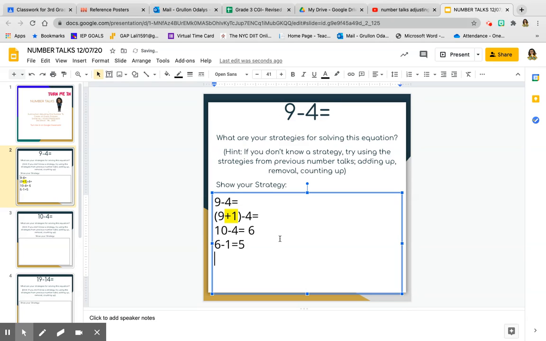And rewrite my original number sentence of 9 minus 4. And I know that my difference is 5. And I adjusted one number so that I can get my difference. All right, mathematicians, I bet you guys got 5 as well. Let's try this next one.